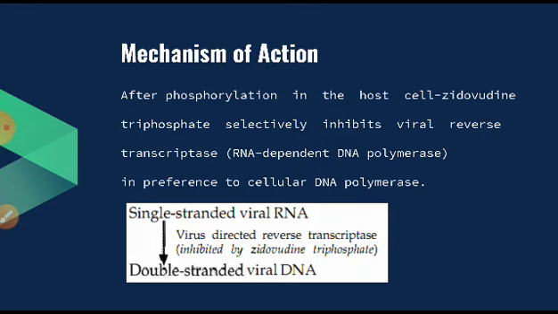So the single stranded viral RNA, in the presence of the reverse transcriptase enzyme, converts into double stranded viral DNA. That is the normal process. But this reverse transcriptase, which has done this miracle, converting the RNA into DNA, will be inhibited by the zidovudine triphosphate because of the similarity.